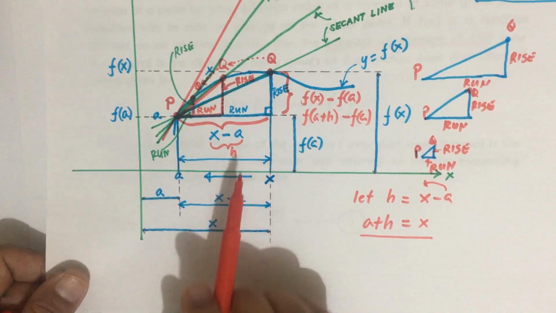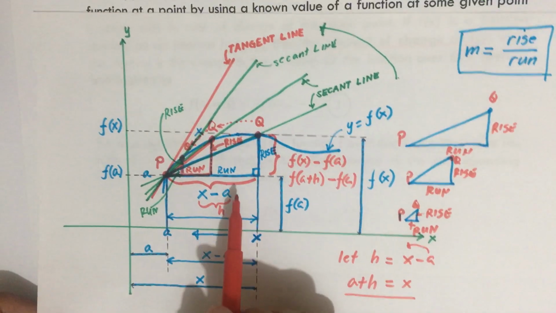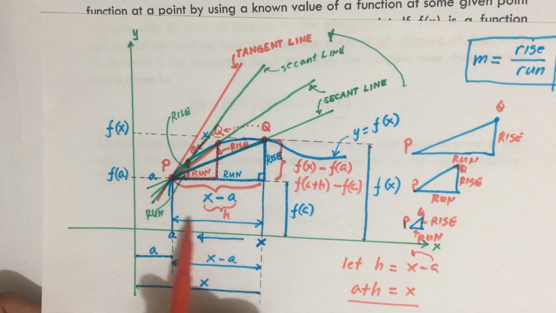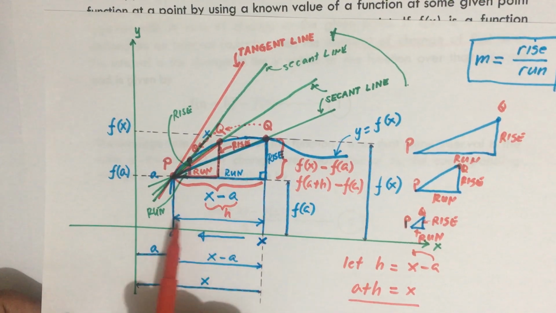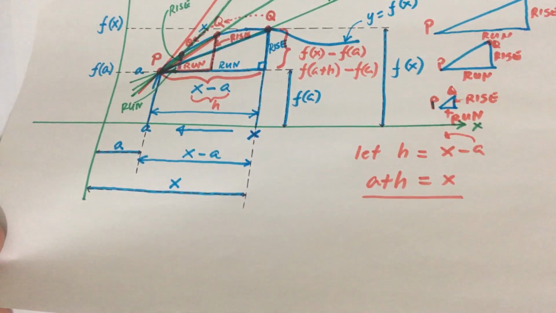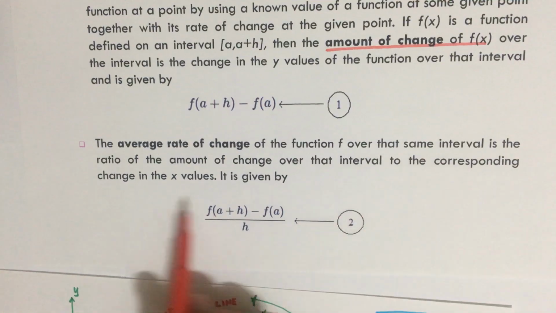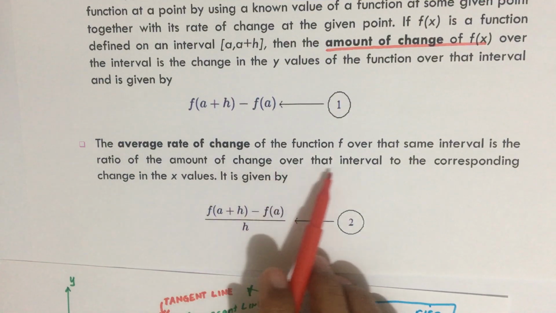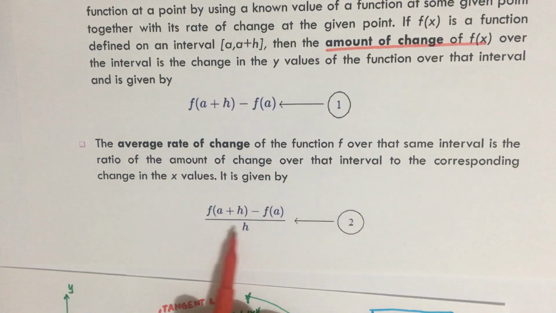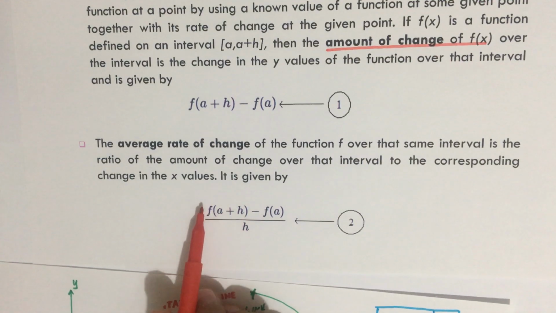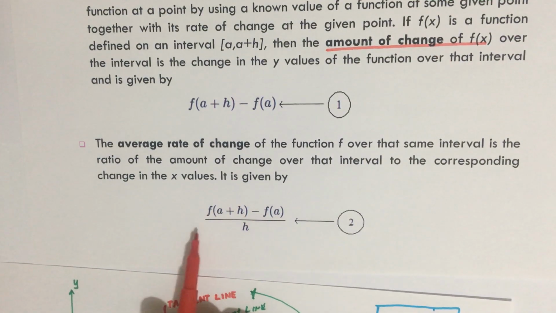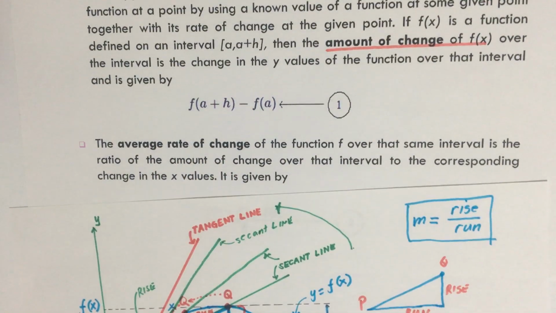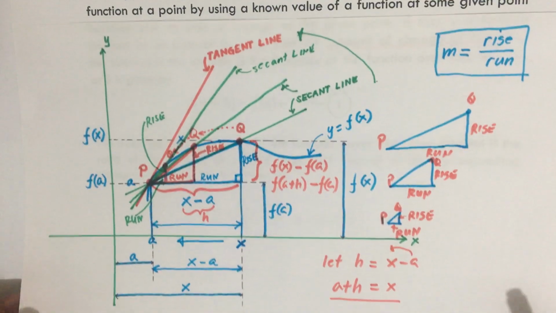So when we speak of average rate of change, we have the change in the y value divided by the interval, the change of x. Our interval is h. So you divide the amount of change by the interval, which is h, and that becomes our average rate of change. Okay? So I hope it's clear, class.